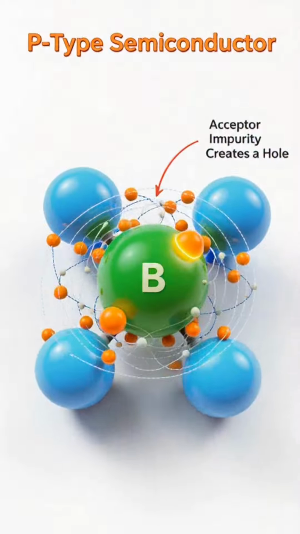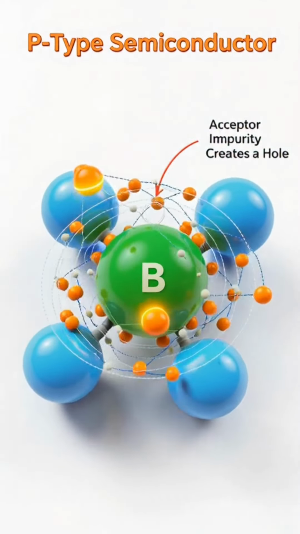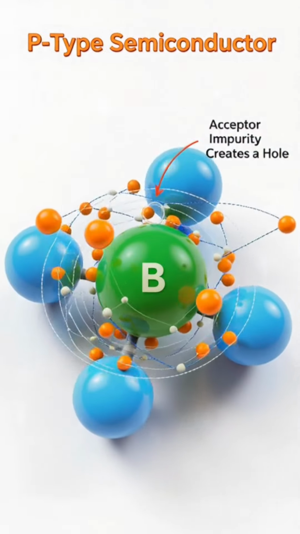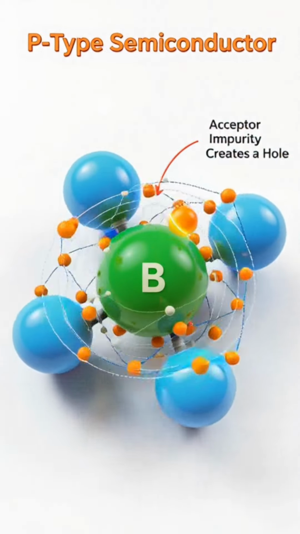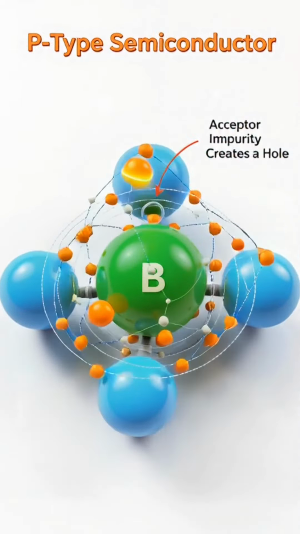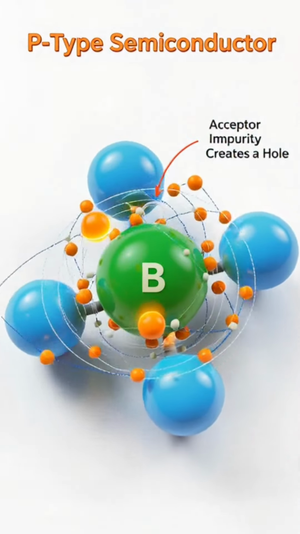P-type semiconductor. In a P-type semiconductor, trivalent atoms like boron are added. These atoms create holes which behave like positive charge carriers. So in the P region, holes are the majority carriers, and electrons are few.